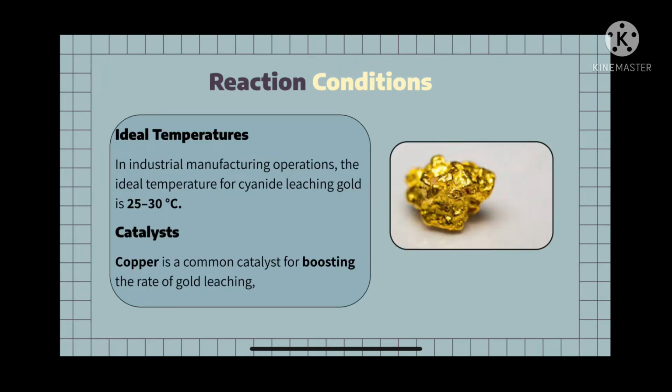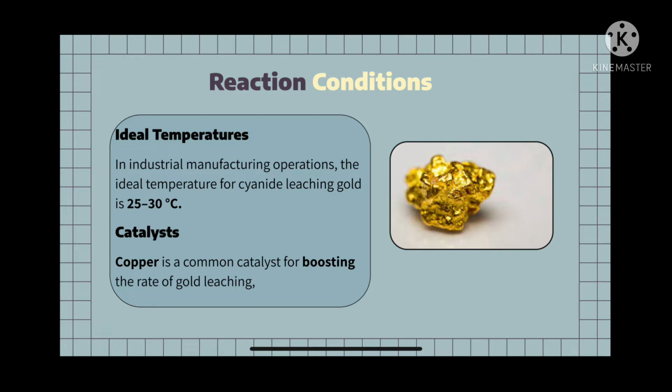Reaction conditions: ideal temperatures and catalysts. In industrial manufacturing operations, the ideal temperature for cyanide leaching gold is anywhere from 25 to 30 degrees Celsius. Any less than that range and the cyanide can't dissolve the gold. Also, in practice, using hot solutions to extract gold from an ore has a number of drawbacks, which include the cost of heating the ore and the solution, increased cyanide decomposition due to the heat, and increased cyanide consumption due to accelerated reaction between cyanides in the ore, such as copper, sulfides, iron, and cyanide.